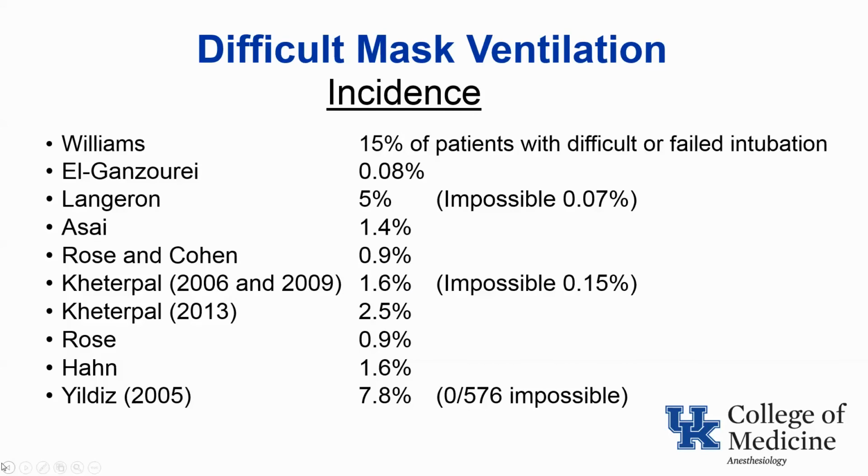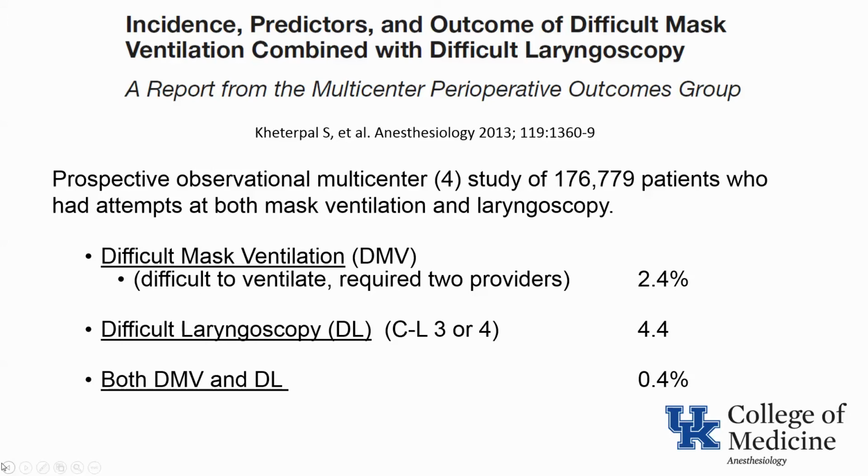These are the incidences of difficult mask ventilation in various reports. In this multi-center study, they found difficult mask ventilation in about 2% of patients, difficult laryngoscopy in about 4%, and both of these present in about 0.4%.